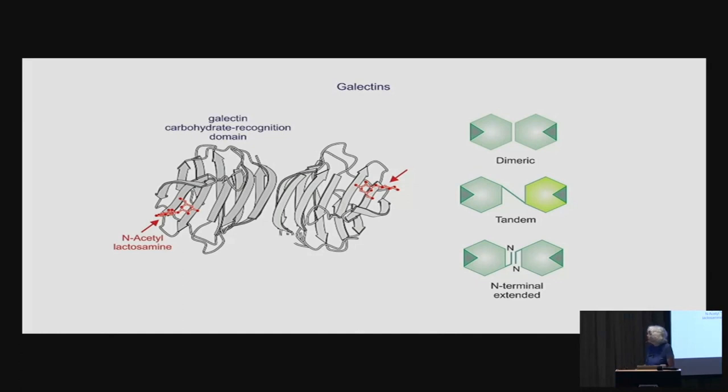What these do typically is cross-link glycans, and that can lead to a variety of different functions, including cell signaling, autophagy, cell-cell adhesion, and cell-matrix adhesion. They have slightly different specificities, but all of their ligands will contain beta-linked galactose.